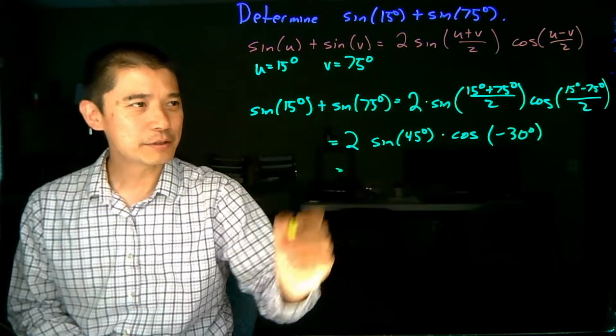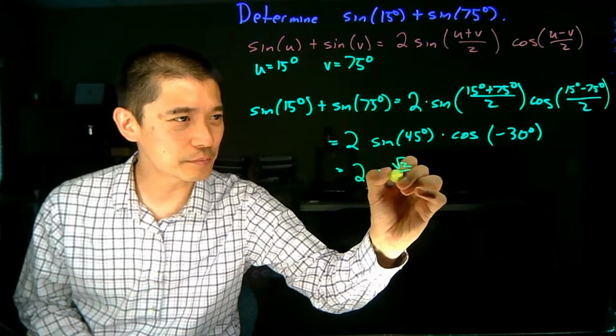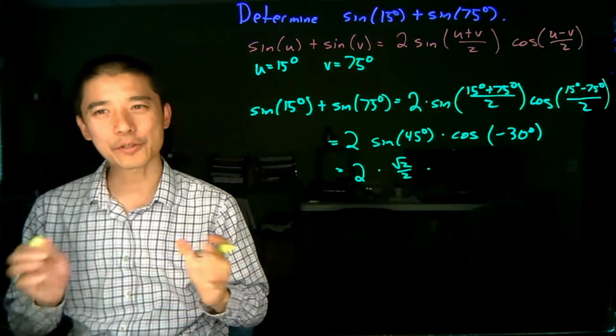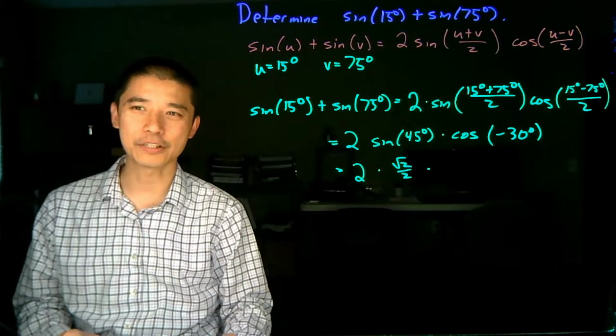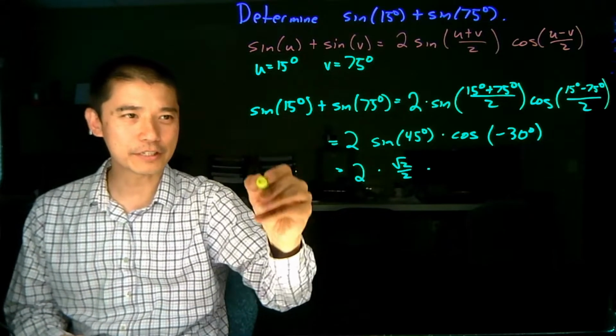All right, well, now we think. Sine of 45 degrees, well, that one's not too bad. That's root 2 over 2. That's a memorized value. Times cosine of negative 30 degrees. A couple different approaches. We could use the negative angle identity to write this as just cosine of 30 degrees. Alternatively, we could think about the unit circle. Negative 30 degrees, let me just draw that here.